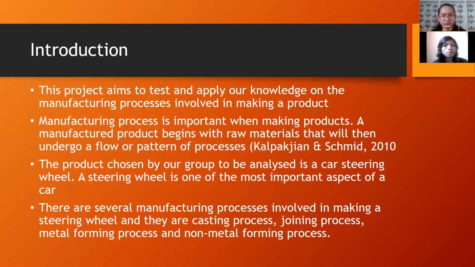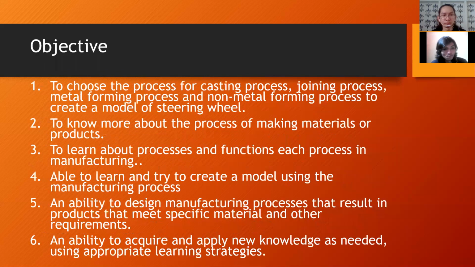There are several manufacturing processes involved in making a steering wheel, and they are the casting process, joining process, metal forming process, and non-metal forming process. Objective. First, to choose the process for casting, joining, metal forming, and non-metal forming to create a model of a steering wheel.